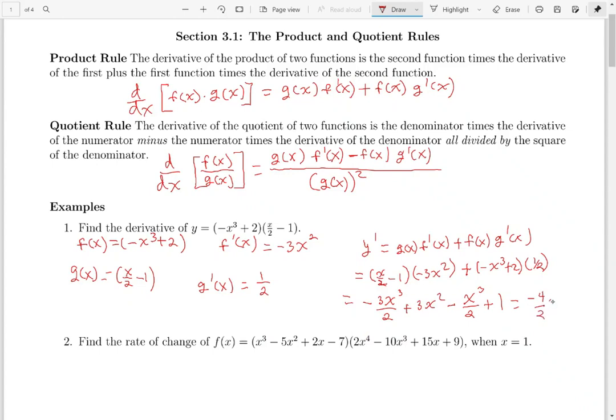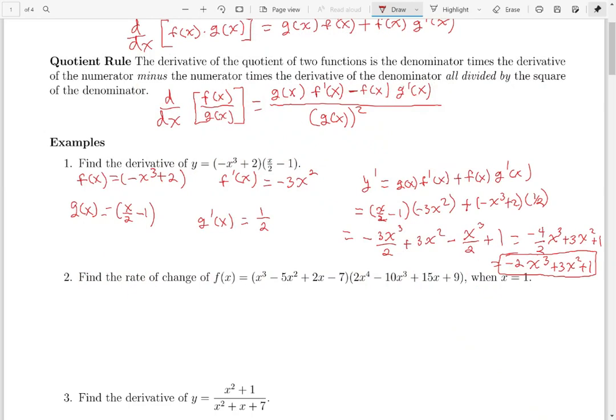halves x cubed, and then I have an x squared term, and then the constant, and then of course that will reduce to be negative 2x cubed plus 3x squared plus 1. And so we used our product rule to find our derivative.